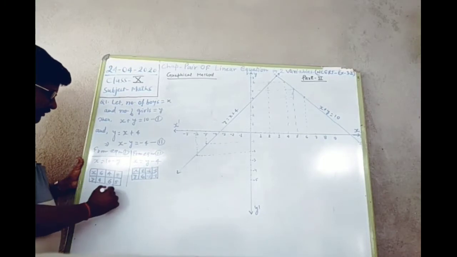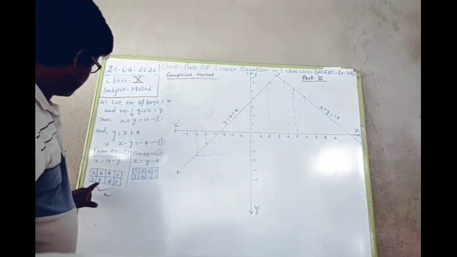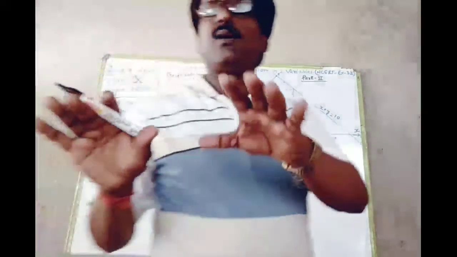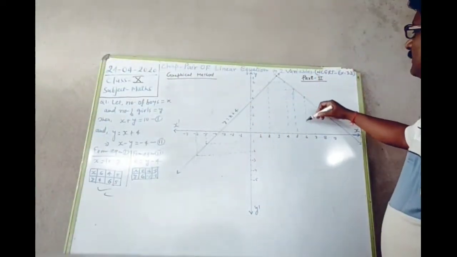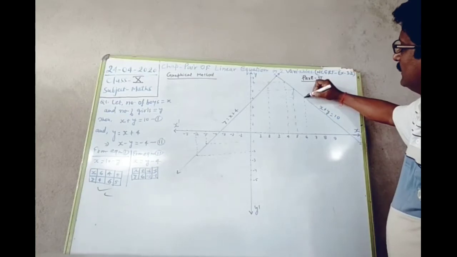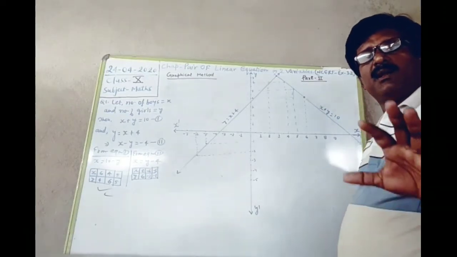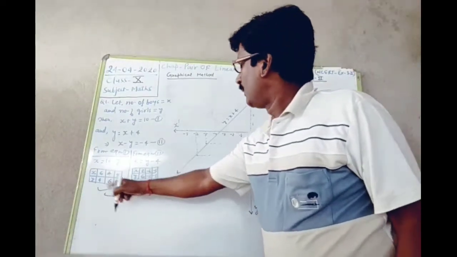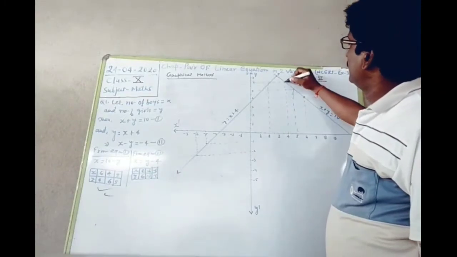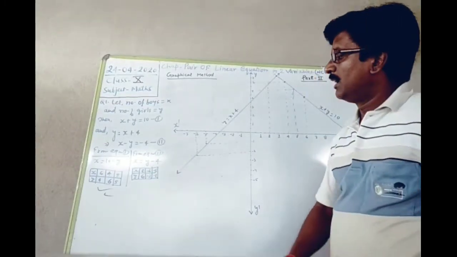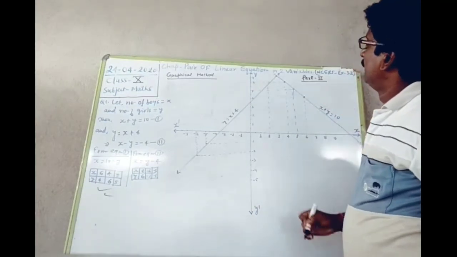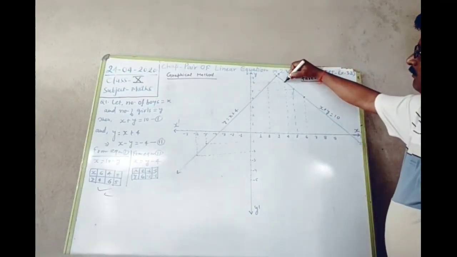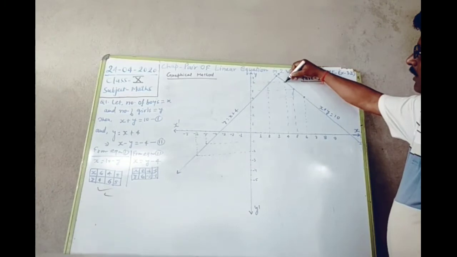So from the first equation, first see, I have plotted the coordinates. The first coordinate is (6, 4), so I have plotted 6 and 4. Then (4, 6), this is the (4, 6). And next is (5, 5), and this is the (5, 5). So just in this plane, 3 points are obtained.